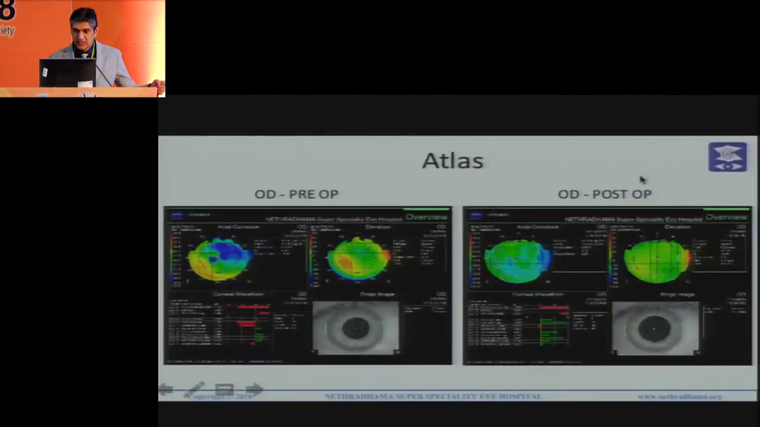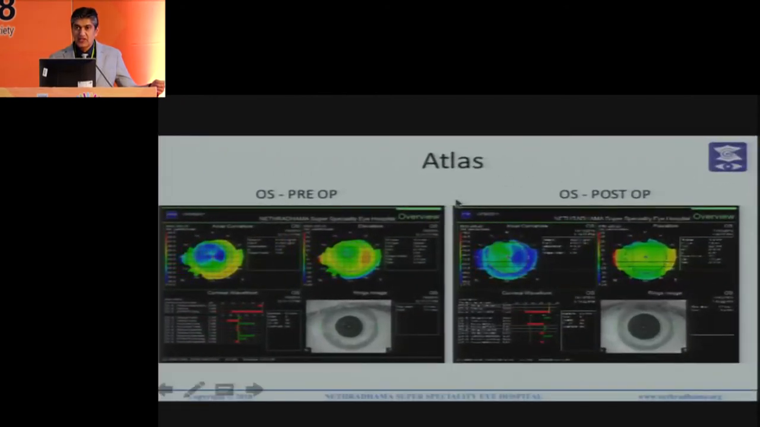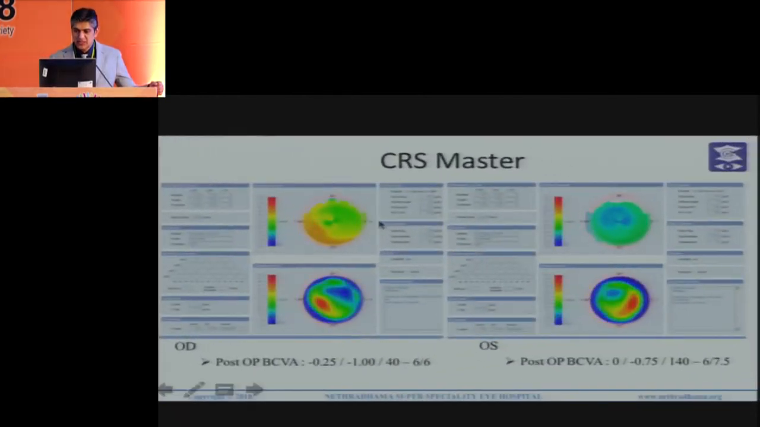But if you look at the Atlas, we use the Atlas for the treatment, which is a Placido based system, and you can see pre-op it is quite irregular, and then post-op it's much more regular. And we did just a topo smoothing, which is basically treating the irregularity of the cornea without any correction of the refractive error. And this is the left eye. You can see post-op it's much better. And this is the CRS Master, which gives you the ablation pattern in the right eye and left eye. You can see that the ablation is quite irregular. This is basically to take care of the irregularity in the cornea.